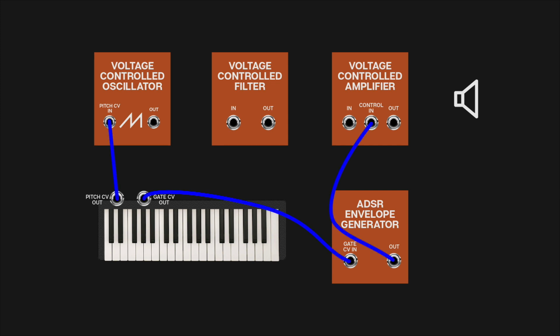First, we'll set up the control voltages for pitch, gate to the envelope generator, and envelope generator to the VCA. Then we'll hook up the audio portion, running a cable from the oscillator output to the filter input, and from the filter to the input of the voltage-controlled amplifier. And now we can play notes just like our hardwired synth.